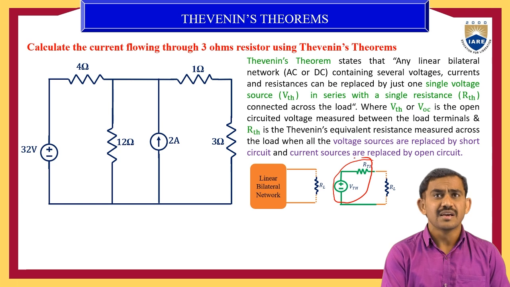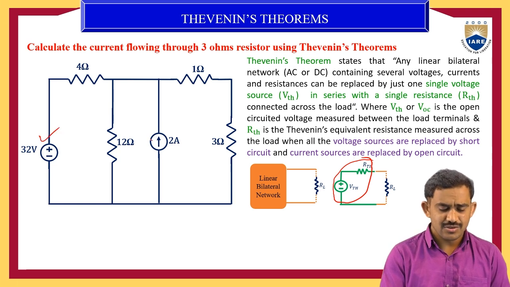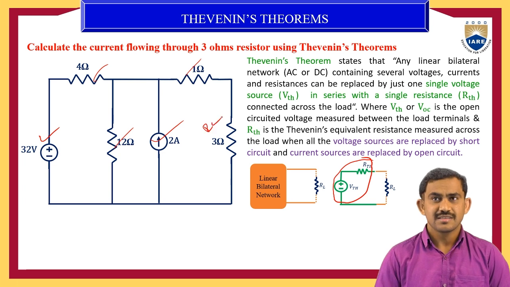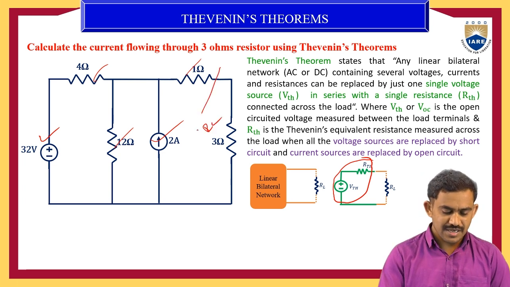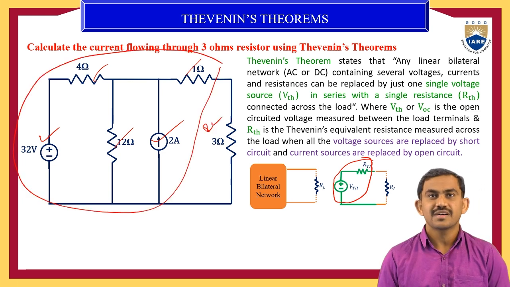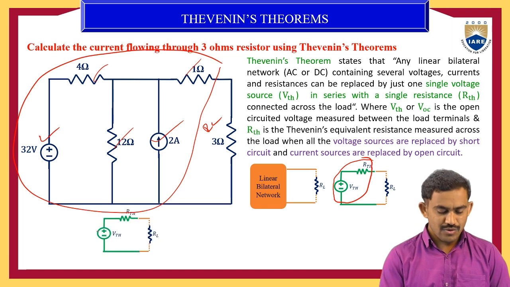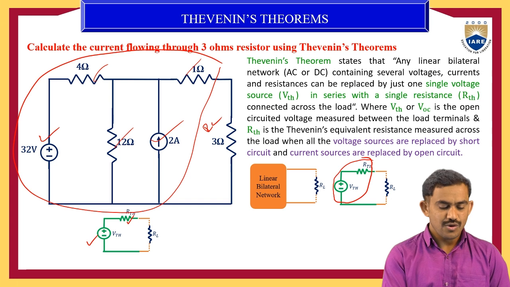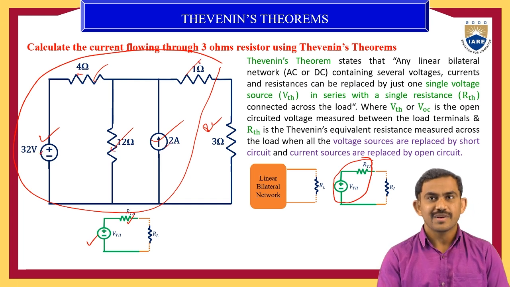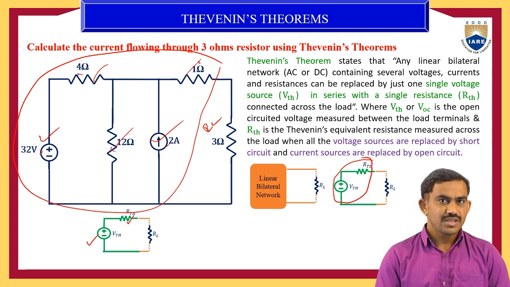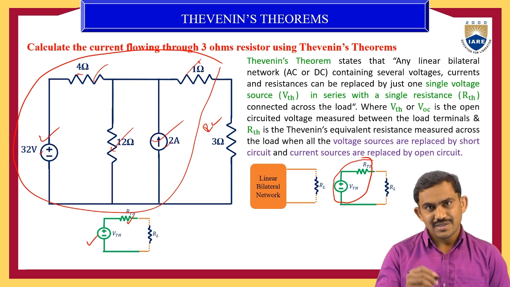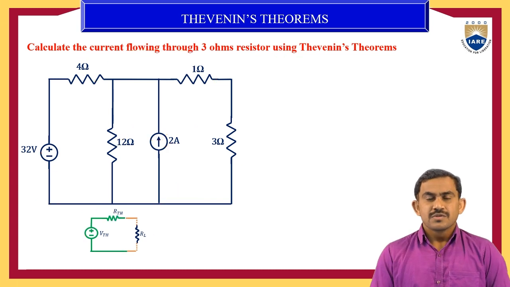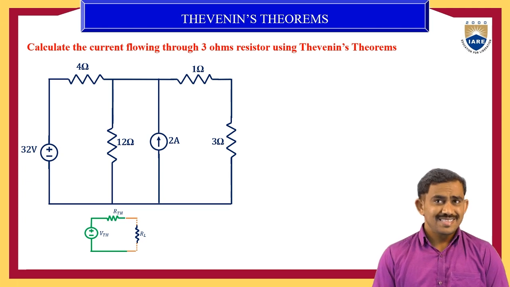Now I have a voltage source as well as a current source, and 1, 2, 3 resistors. This is your RL, the load resistor. This circuit, with a total of 1, 2, 3, 4, 5 elements, can be converted to a single voltage source in series with one resistor. This is your Thevenin's theorem. So we'll move step by step. This is the circuit. First I will find the RTH value.